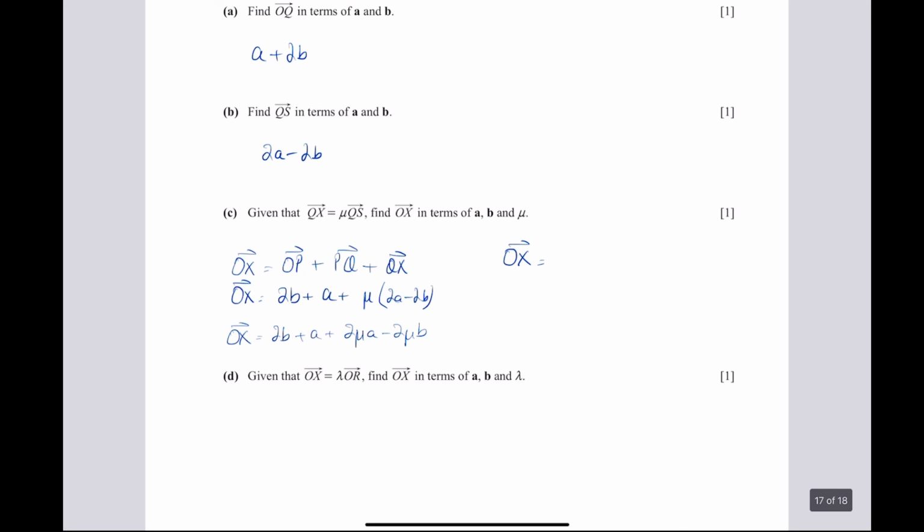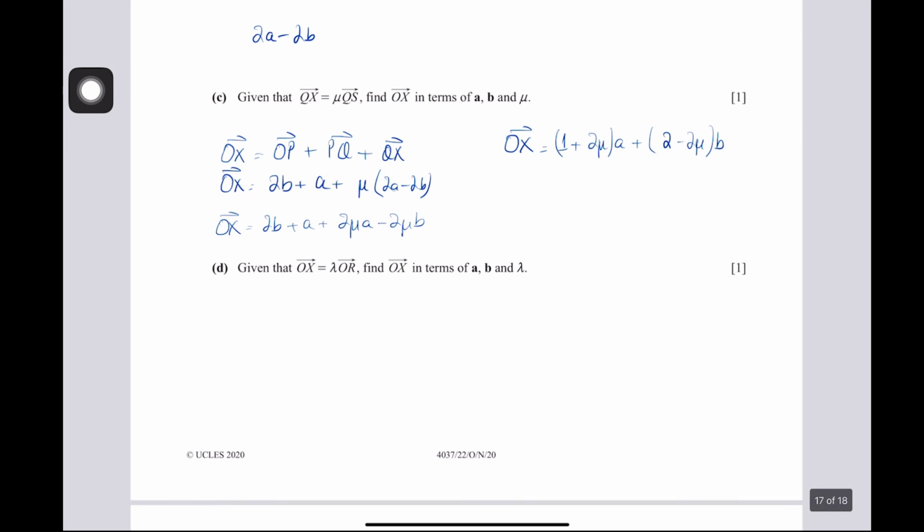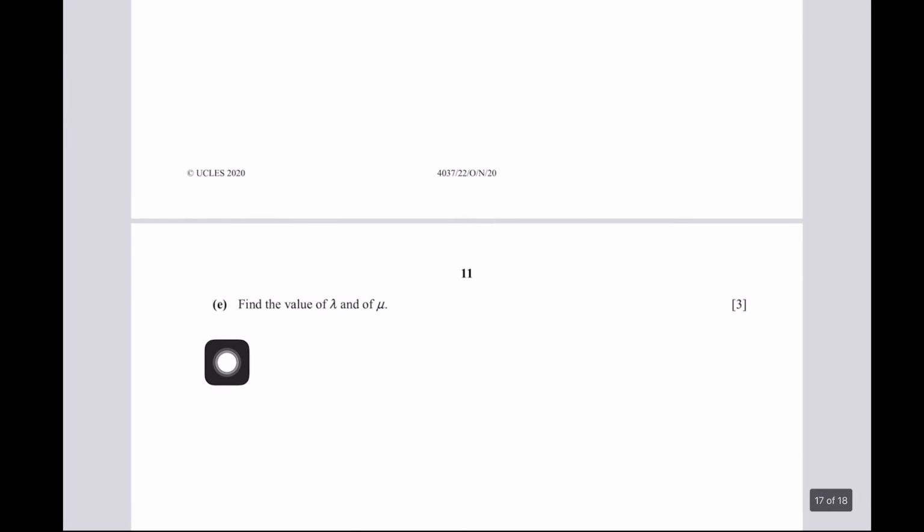Now if you get all the a's on one side and factor it out, I'm doing 2 steps at once, you'll have 1 plus 2 mu, a common. And then if you get all the b's on one side and factor it out, you'll have 2b minus 2 mu b, imagine that we've written it together and then we factor out b, so you have 2 minus 2 mu, and then b outside. This will save you a lot of time. If you don't do it now, in part E you'll have to do it anyway.